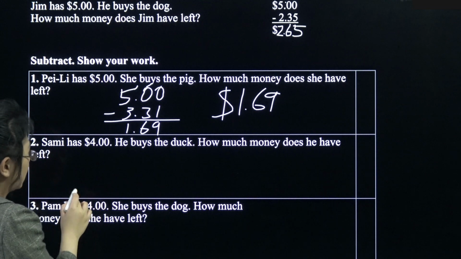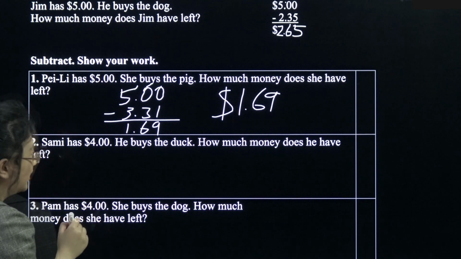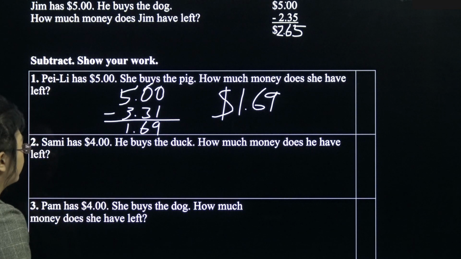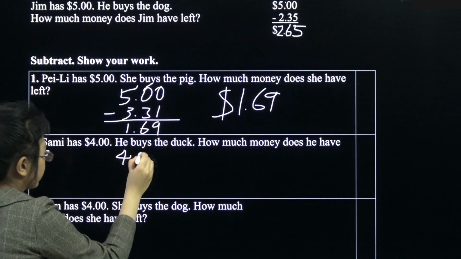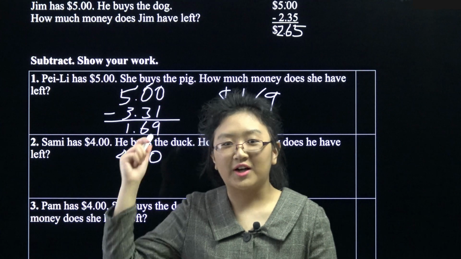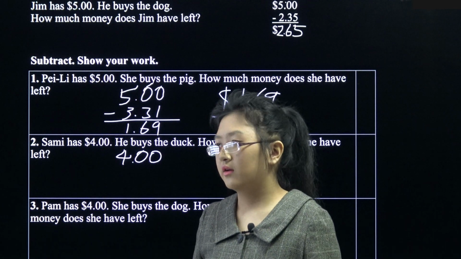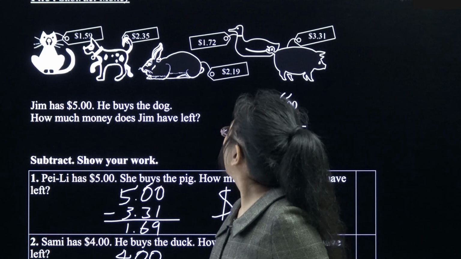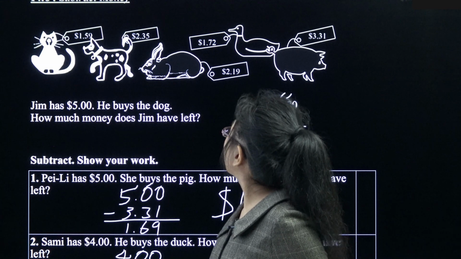Sammy has $4. He buys the duck. How much money does he have left? Well, first, let's do that. Second, let's check how much the duck is worth. And it's $1.72.